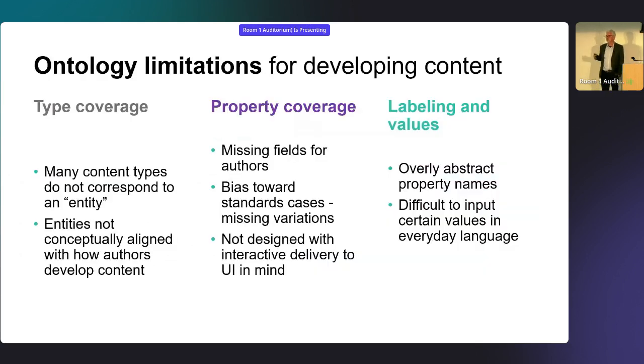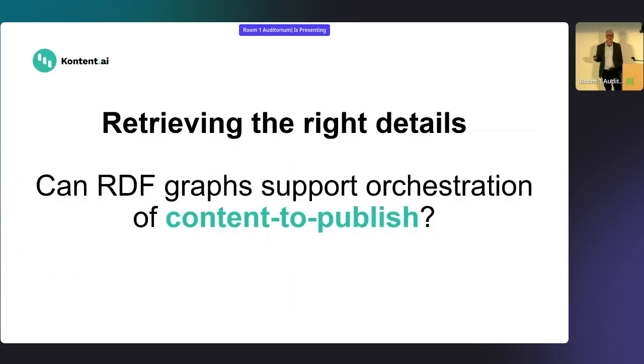So just to summarize, the limitations I see around ontologies is that they aren't very strong in helping develop content because of their coverage in terms of the topics they cover, the details they cover, and the level of abstraction that they work at. But if we had an ontology, could we use that as the basis for deciding what content to publish? So we're not trying to retrieve just one value here. We're trying to retrieve an array of values that are going to produce a meaningful experience for the reader.